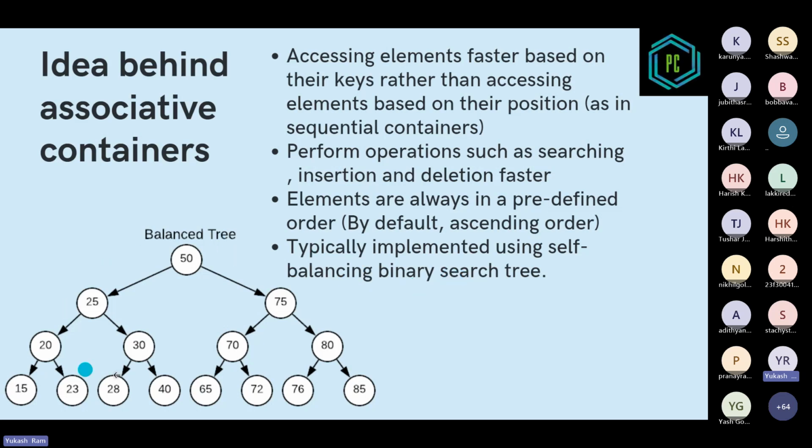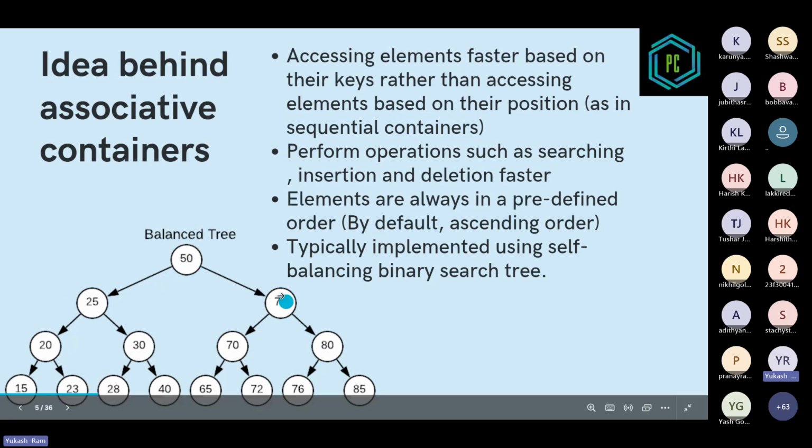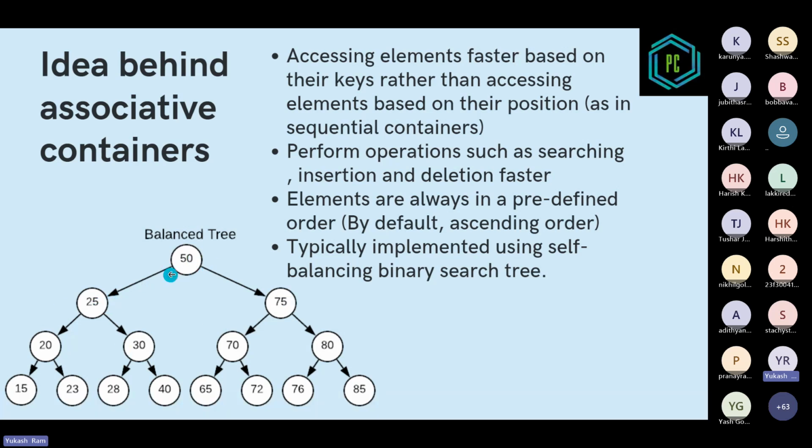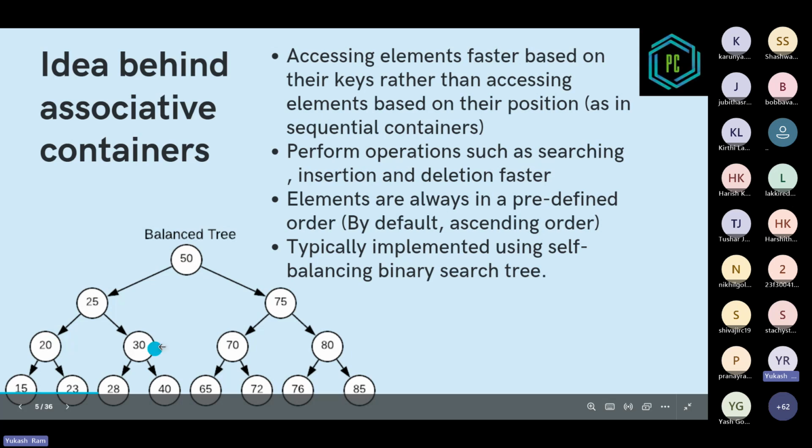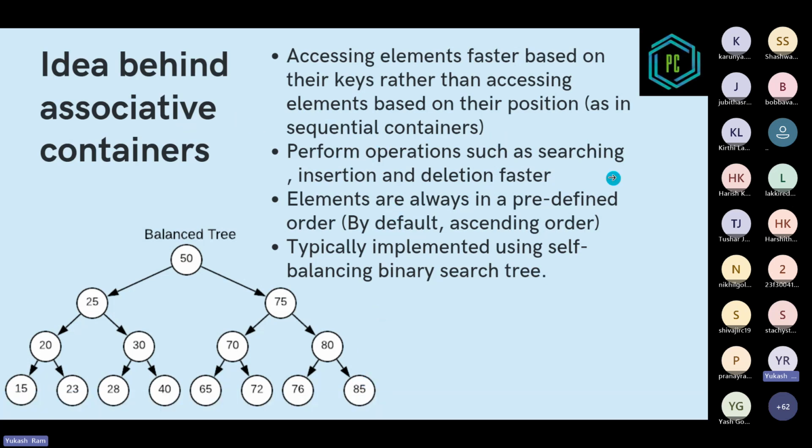Here there's this diagram. This is a self-balancing binary search tree. These things are called nodes, and each node points to other nodes, and these nodes are called the children nodes of these nodes. One thing you'll notice is that for any node in this tree, the left node is always less than the parent node, and the right node is always greater than the parent node. You can see this property is satisfied by every node. Here 80 is there, and 76, which is less than 80, and 85, which is greater than 80. This is how all these associative containers are implemented.